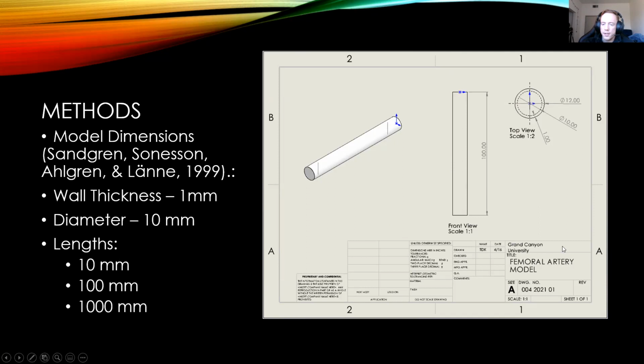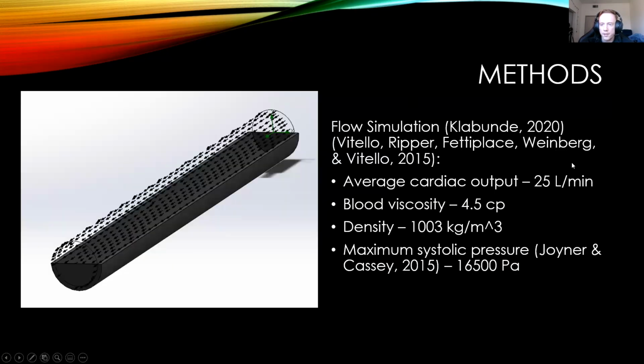Like I said, the length changes depending on what model we're looking at. But each of the three materials that were listed are going to be evaluated under these conditions, resulting in a total of 9 simulations. So, a little bit into the flow simulation variables. The average cardiac output of a male while exercising is 25 liters per minute. So that's going to be used as our flow rate.